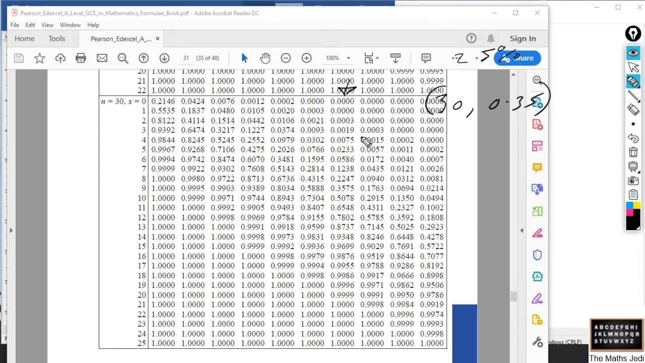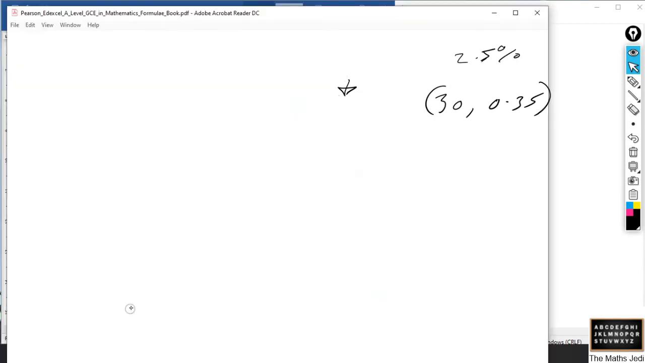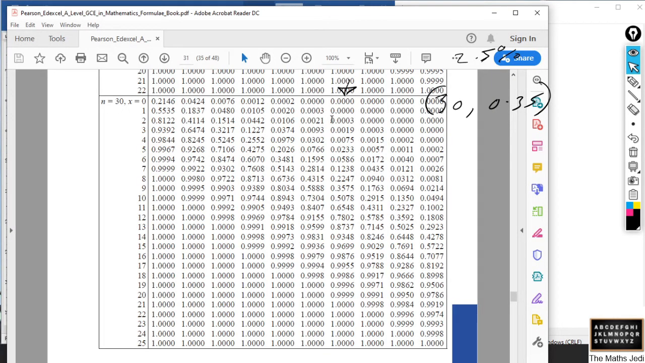So we're looking at this column here, and we're being asked to find the probability of it being 0.35 or more. So I'll just flick off the table because I want to read the question again. So it's saying the rejecting tail should be as close as possible, so we're finding the critical regions. So let's just go back to the tables. Right, so we're looking for 2.5%, 0.025. So we want to be as close as possible to that.